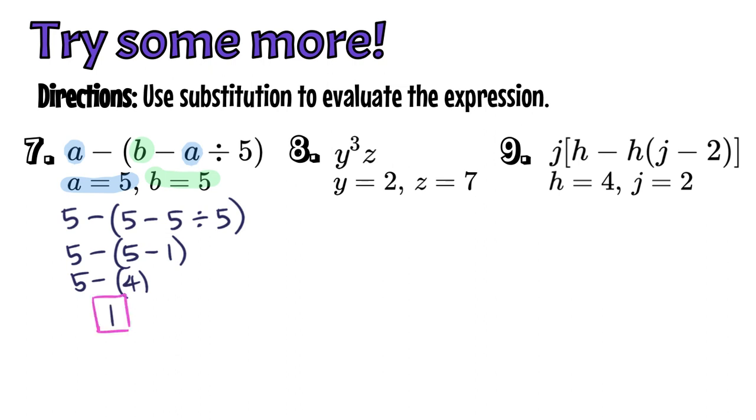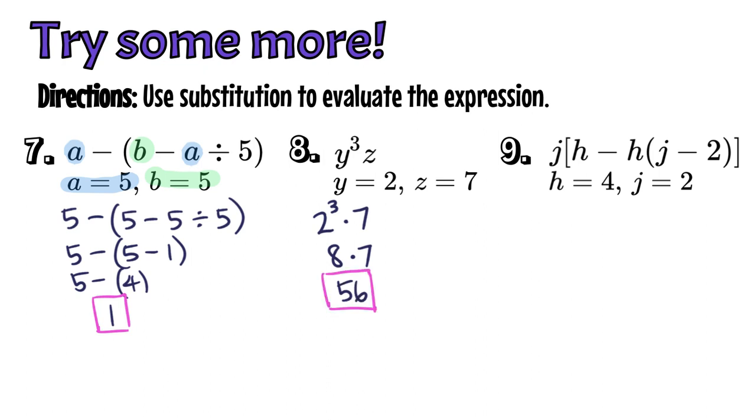Next, example 8, y cubed times z. I'm going to do this example without highlighting. If highlighting is helpful to you, then you can keep using the highlighter. We have y cubed, but y equals 2, so I'm substituting in 2 for y, and I'm cubing it. And then I'm multiplying that times z, which is 7. I'm going to put a little multiplying symbol there. 2 cubed, we're simplifying exponents first. 2 cubed is 8, and I'm multiplying that times 7. And we get 8 times 7, which is 56.